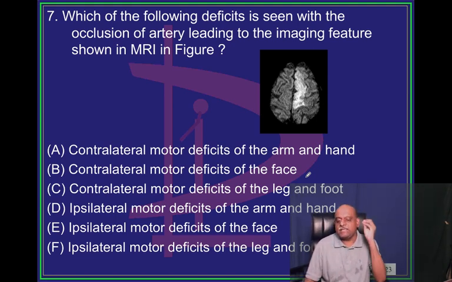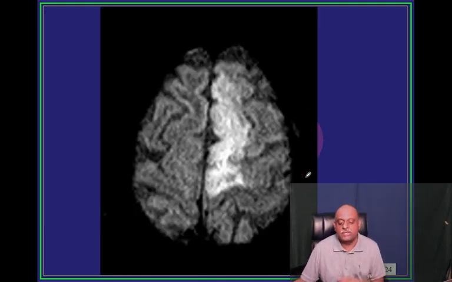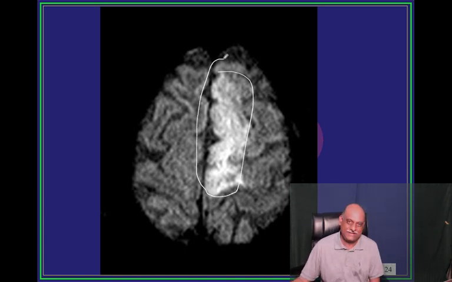Which deficit is seen when there is an occlusion of the artery leading to this imaging finding? Wow, this is very important.